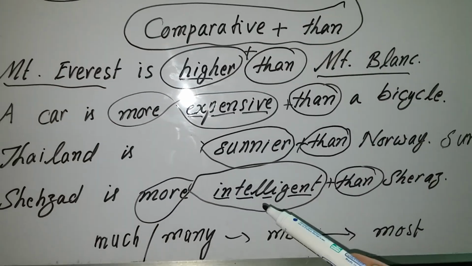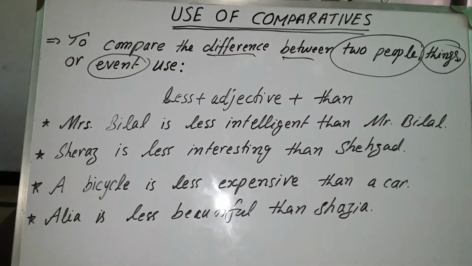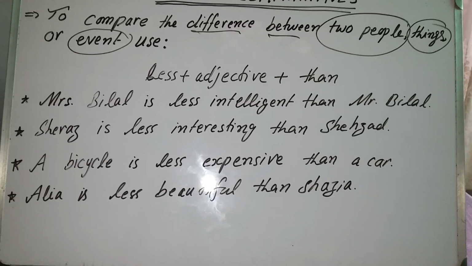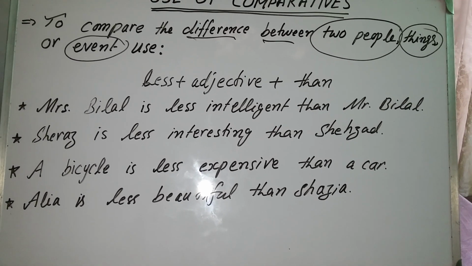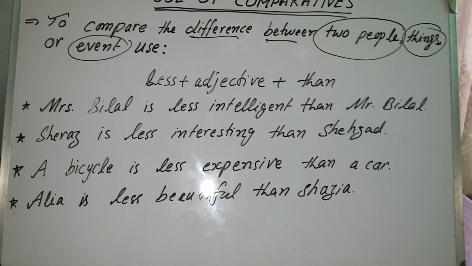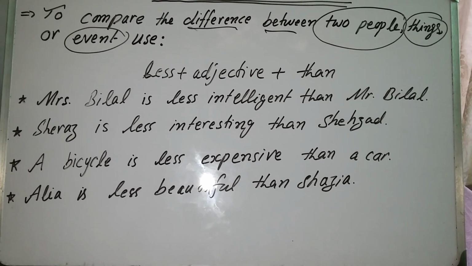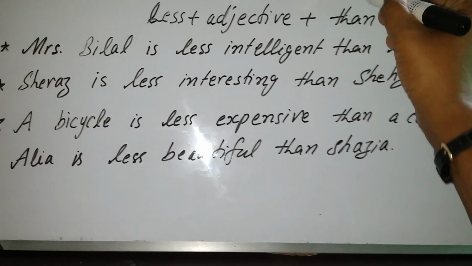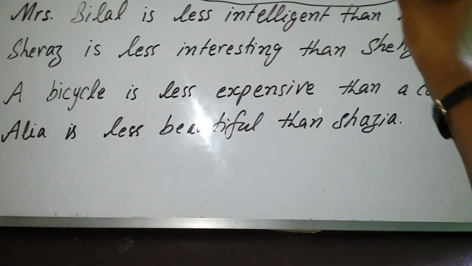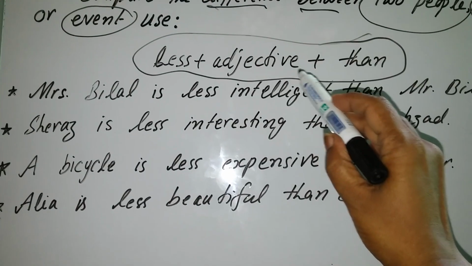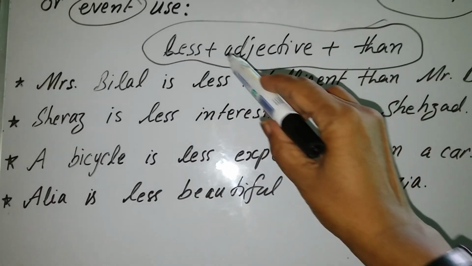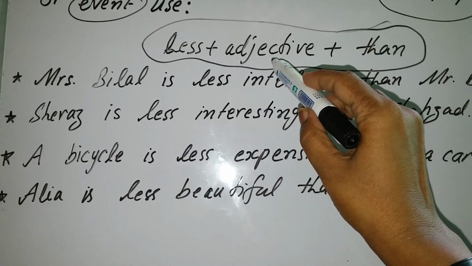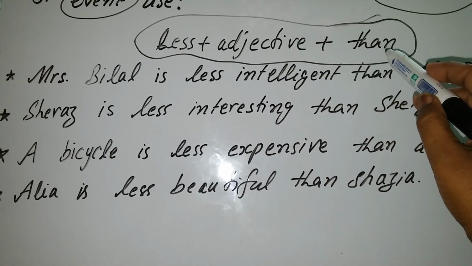Now I think it would be clear to you. Now students, this is another formula to make the comparison between two nouns, or show the difference between the two nouns: less plus adjective plus than. You will use less plus the first degree of the adjective plus than.